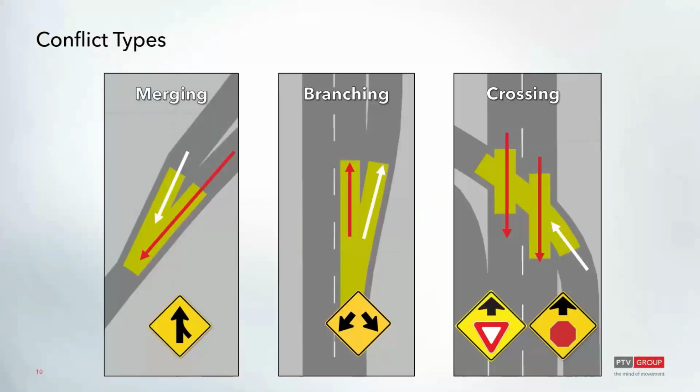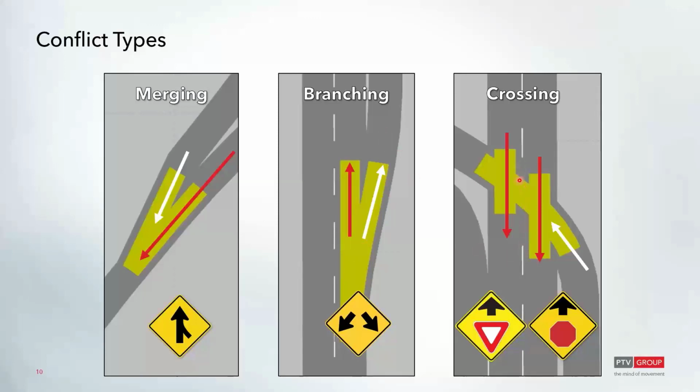So in general, there are three different types of conflicts: merging, branching, and crossing. In Vissim, merging areas are going to exist if you have two connectors that go to the same link, or if you just have a connector that's connecting to a link. And then branching areas will occur either if you've got two connectors branching off from a link, or if you have a single connector going from one link to another link.